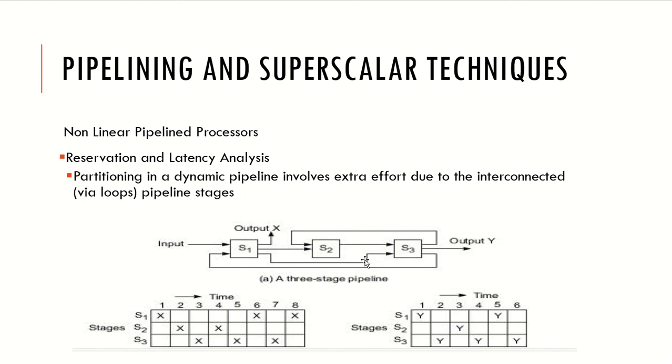is not going to give the output at the 3rd cycle. It is going to give the output only at the 6th cycle, which also involves a feed forward or a feed backward mechanism, so that only in the 6th clock cycle your actual output will be taken out from the pipeline. Okay, so this is also an example of a non-linear pipeline processor, the reservation table for a non-linear pipeline processor.